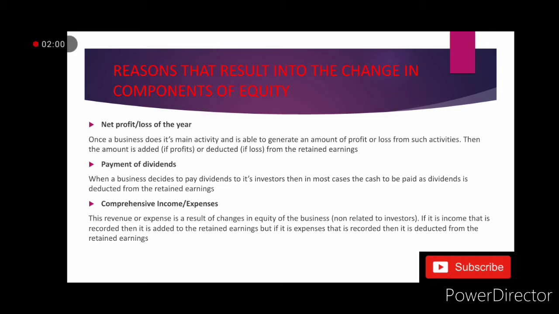Now, there's the payment of dividends. So when a business decides to pay dividends to its investors, then in most cases the cash to be paid as dividends is deducted from the retained earnings. So then, leaving aside the whole process of reinvesting profits into the business, the retained earnings itself is also a source for payment of dividends to investors.